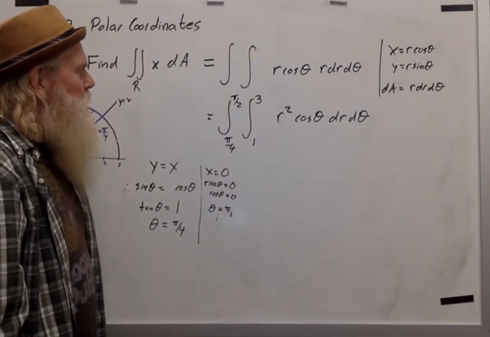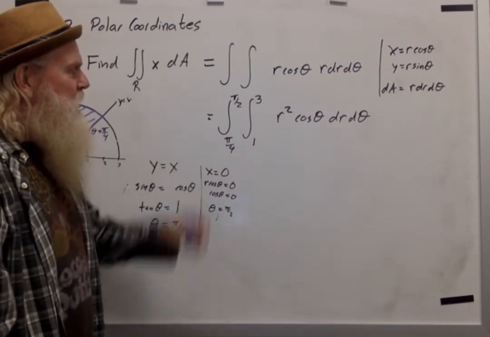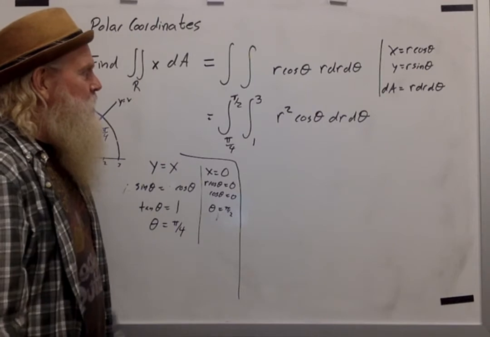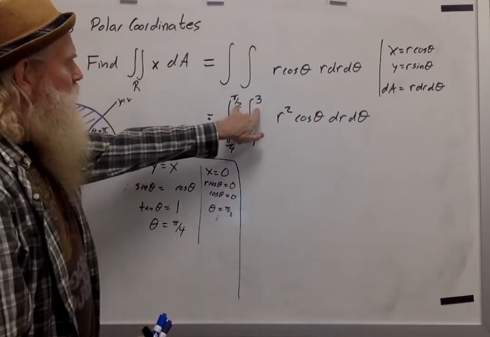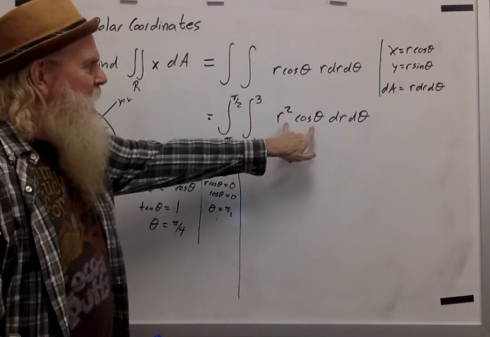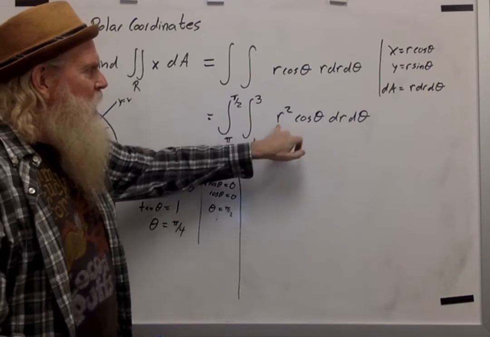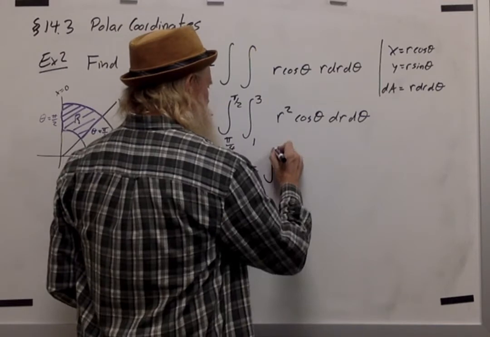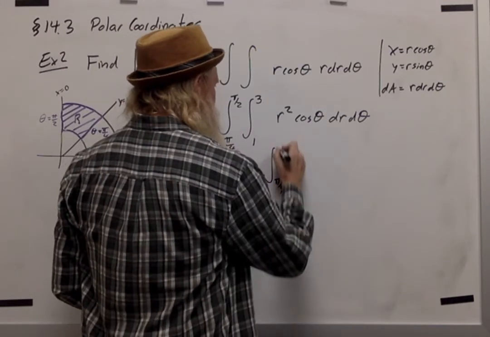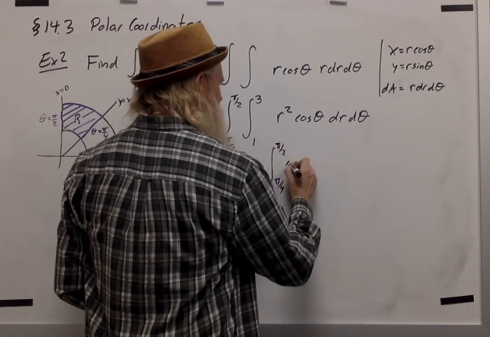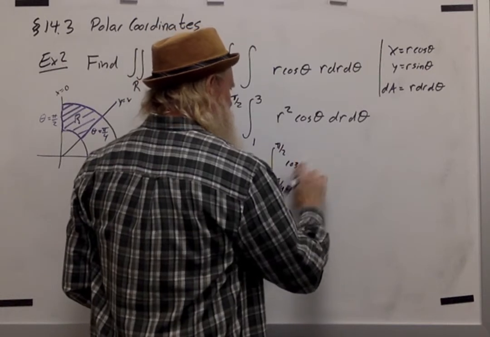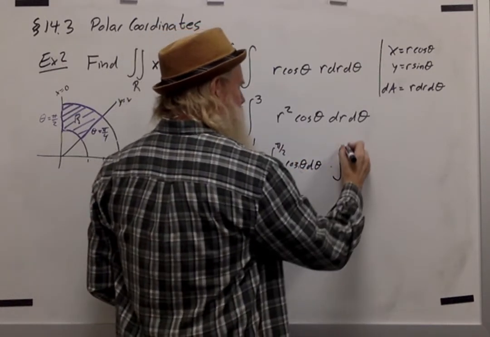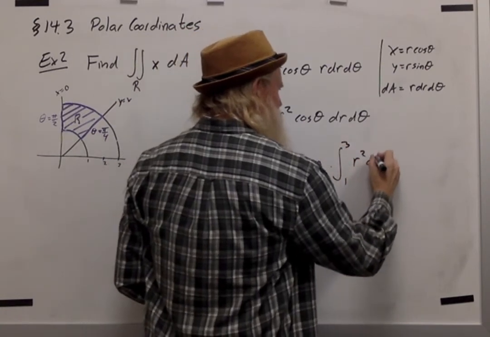Now, in the previous problem, we were able to split this up as the product of two integrals. Can we do the same thing here? We can. Notice that all four bounds are constants, and the integrand is the product of a function of r and a function of theta. So we have the integral from pi over 4 to pi over 2 of cosine theta, multiplied by the integral from 1 to 3 of r squared dr.